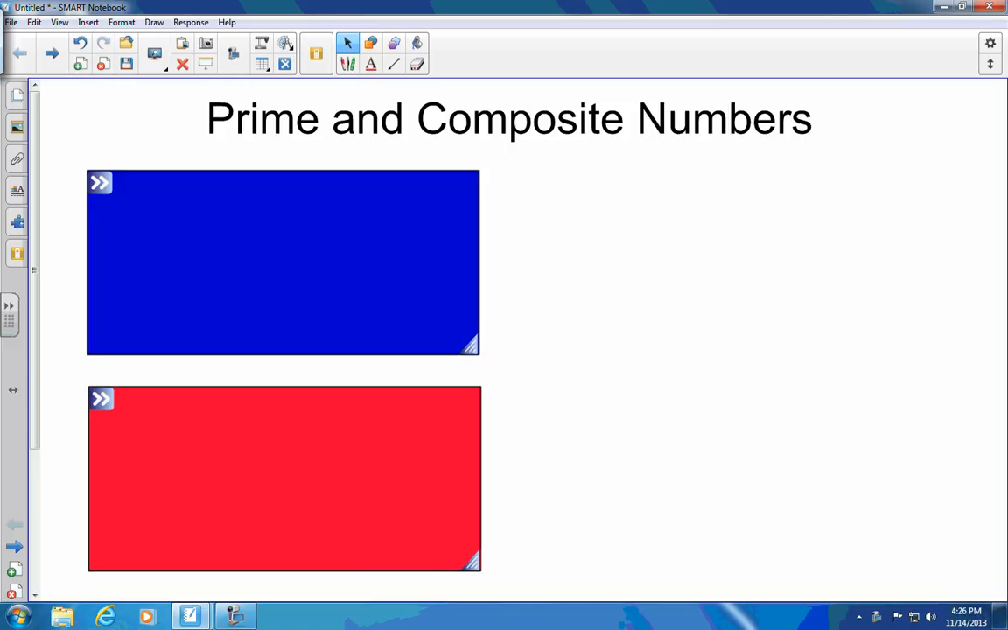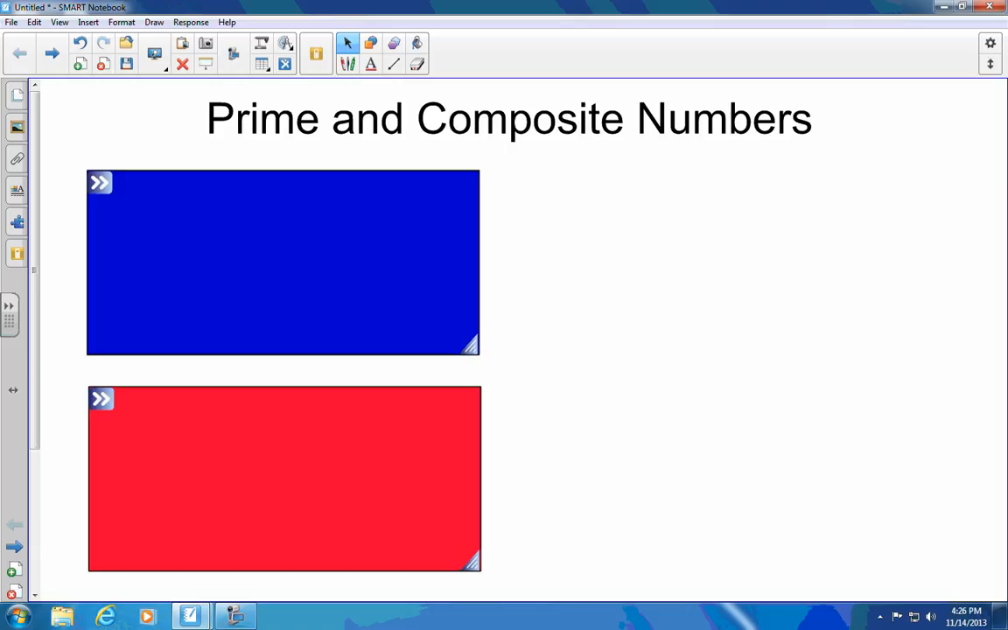All right, let's talk a little bit about prime and composite numbers. Now, you might have been doing your factor booklets if we've been doing those in class, or you may have been doing some factoring of some numbers, and you may have come across some numbers that have lots of factors, and you may have come across some numbers that only have 2 factors. So we've got a name for those.